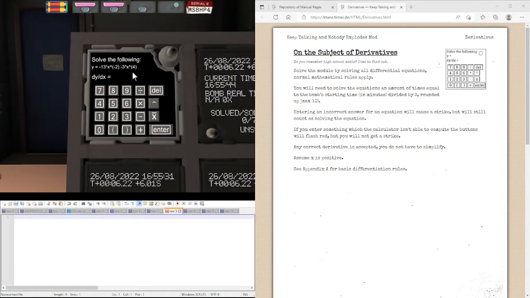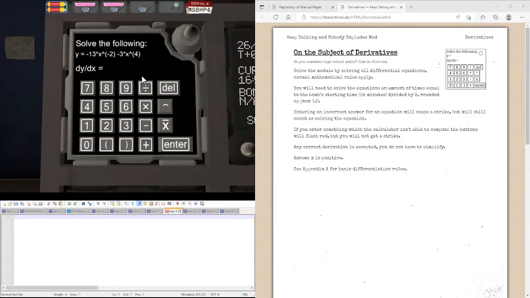So this module got an update, which means that it accepts every valid answer as a derivative rather than a very specific answer required by a bunch of rules. So it's much more bearable now. So here's a tutorial for it then.